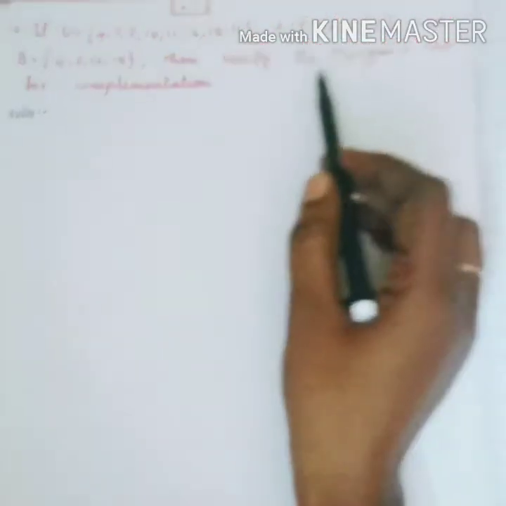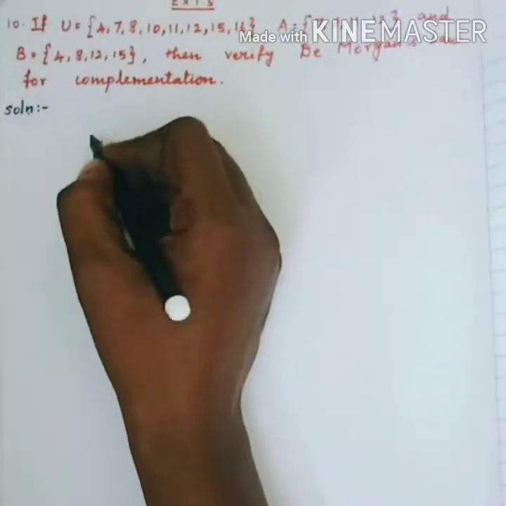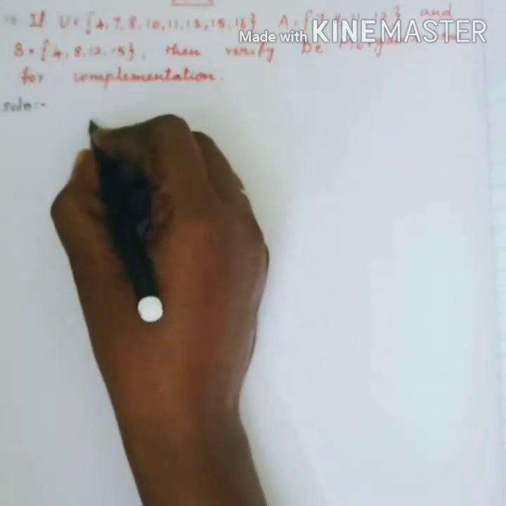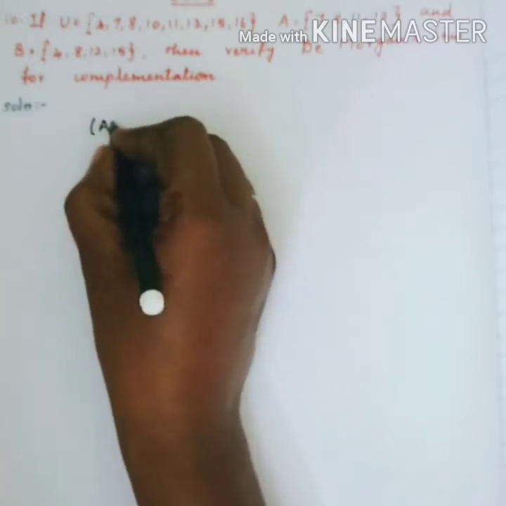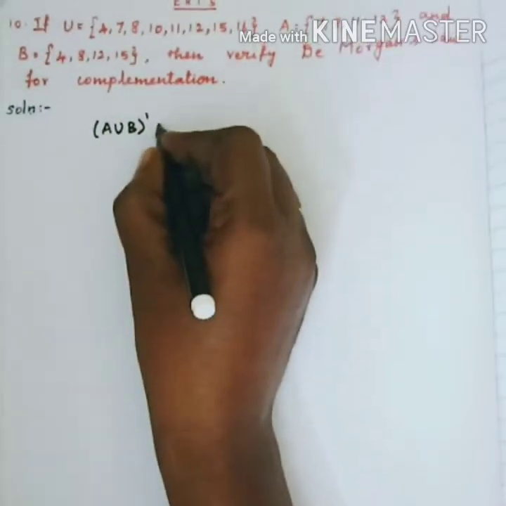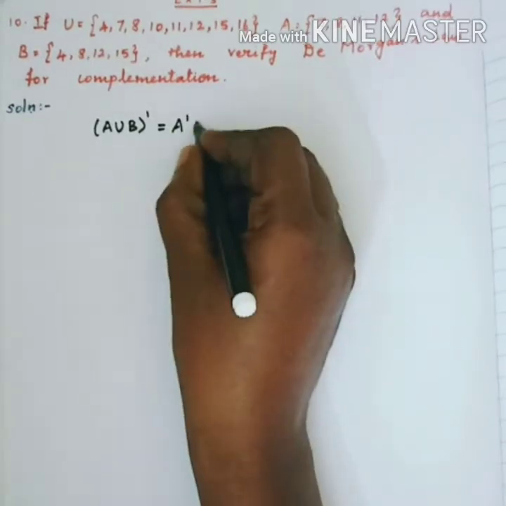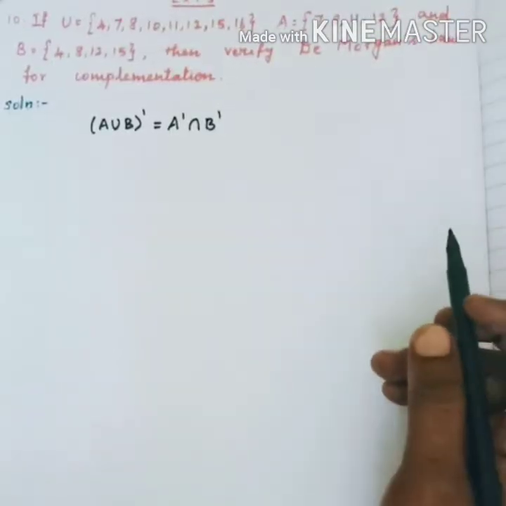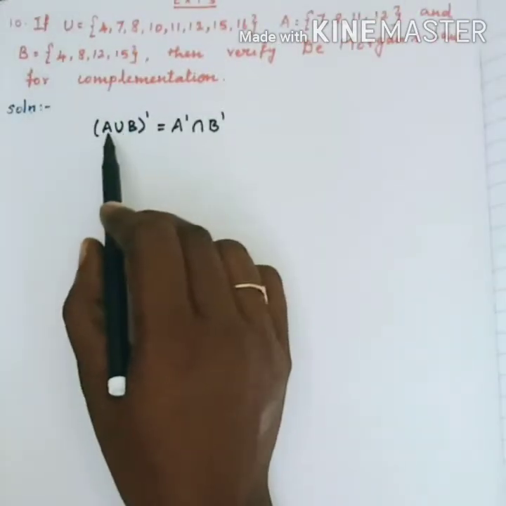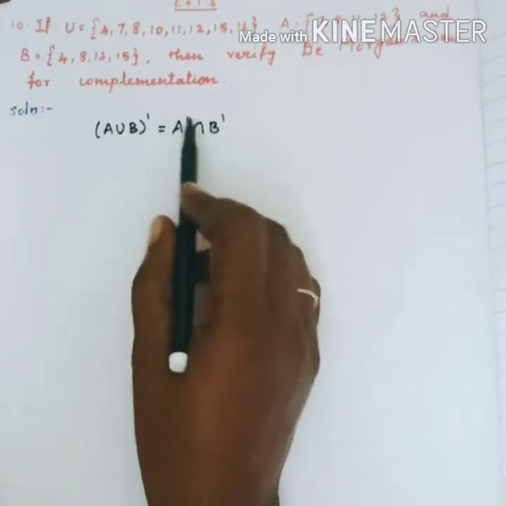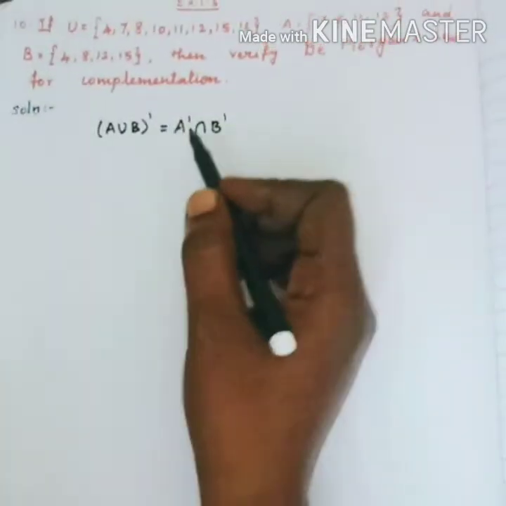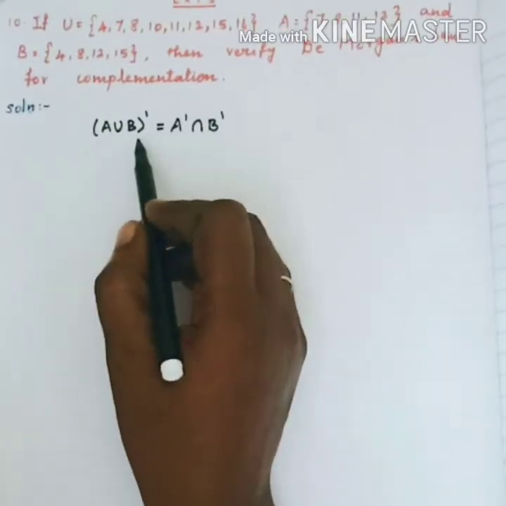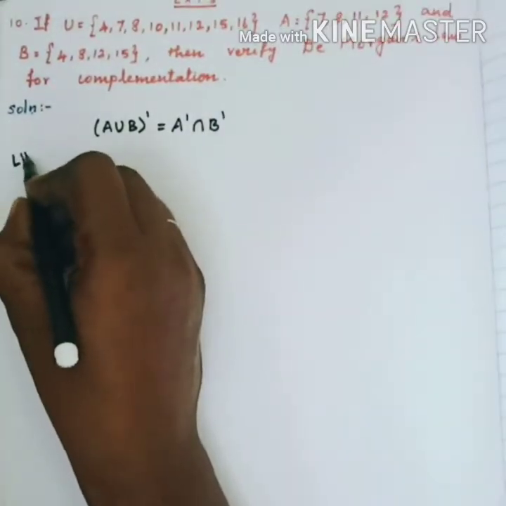Solution. What is De Morgan's law for complementation? You have already known that (A union B)' is equal to A' intersection B'. This is called De Morgan's law for complementation. We have two laws in De Morgan's law of complementation. Use any one of the laws in this sum. I have taken the first law, (A union B)' is equal to A' intersection B'. First you have to find the left hand side, LHS.